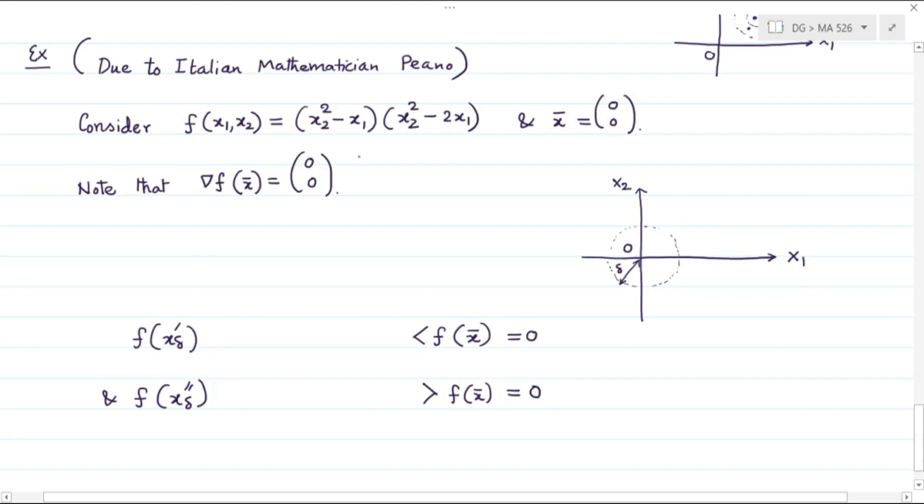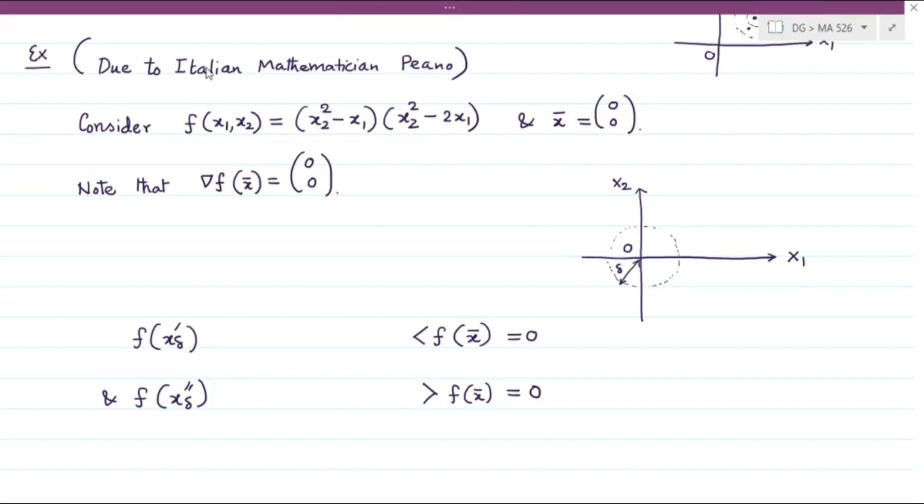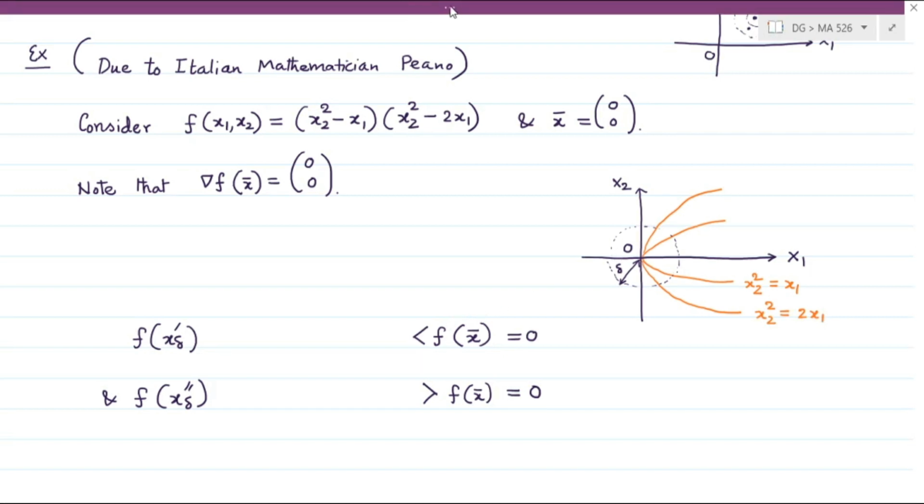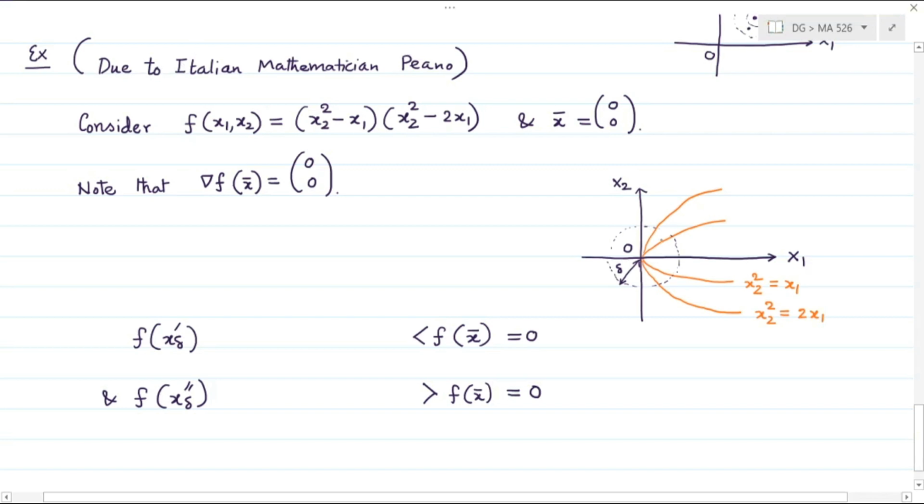Fine. And you note that these two factors, if we equate to 0, then we find that x1 equals x2 square, the parabola. Let me just draw out this parabola. This is my parabola x2 square is equal to x1. And also let me draw another parabola. Here is my x2 square is equal to 2x1. Fine. Now we note that the function is negative in this region.